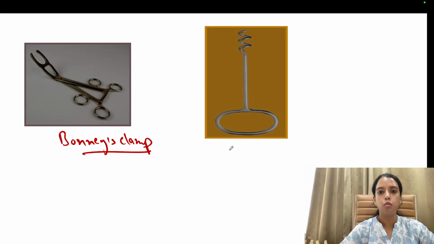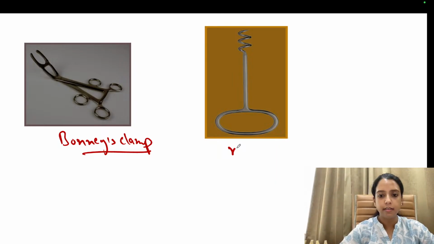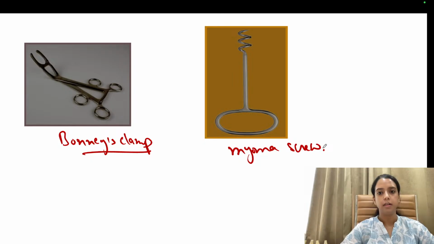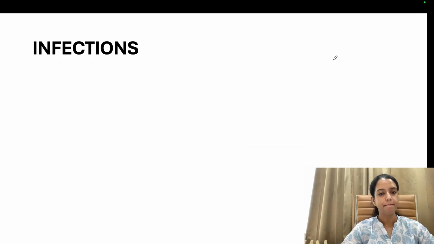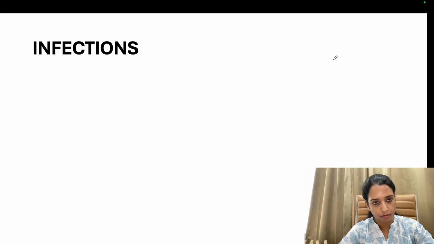This is the myoma screw. I screw it into the myoma so that it can be pulled out slowly. It looks like a screw, right? So these are used for myomectomy. Okay. Now we have finished the benign disorders. Now we come to the infections.